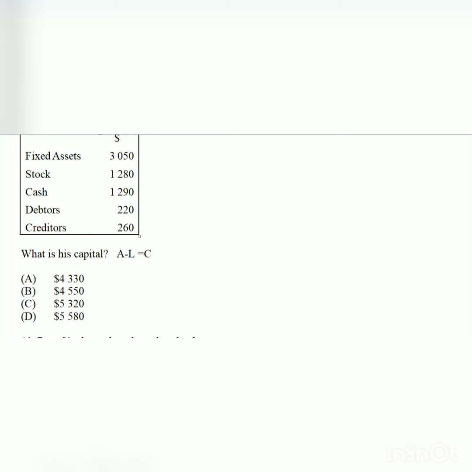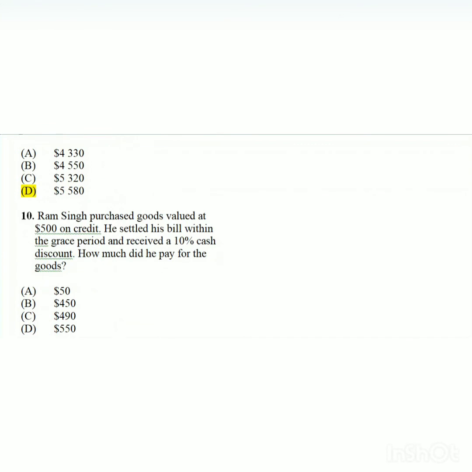Then from that 5,840, you're going to take the liability of 260, and that is going to give you capital of 5,580. So your option here would be option D.